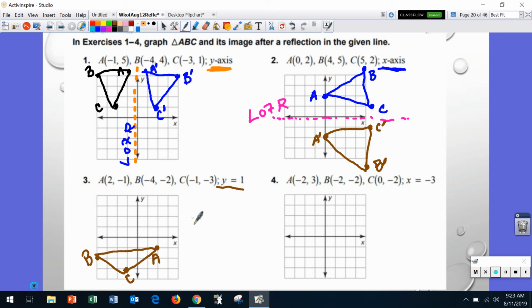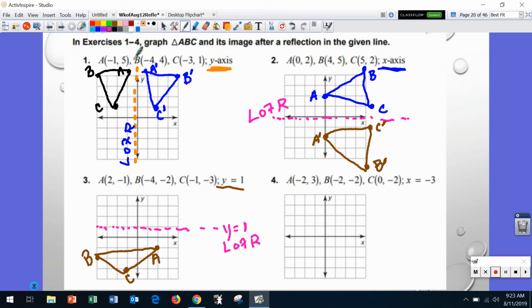Okay, now this time it says where the line is at y equals 1. So we're going to make this reflection in the given line. So it's at y equals 1 this time. So I'm going to go to the y-axis. That's 0. This is 1. And I'm going to draw that line right across here. And then we're going to count. This is y equals 1. And that's my line of reflection.